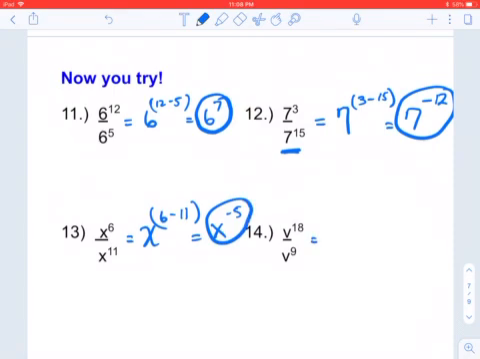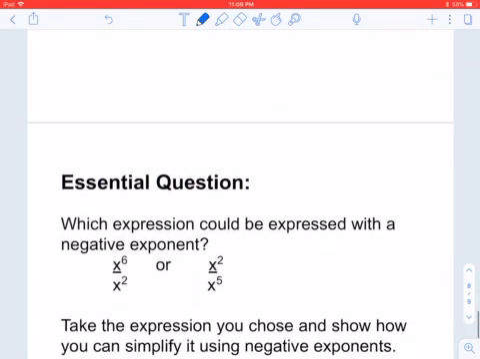And then the last one, where do we have more powers of v, in the top or the bottom? Well, we've got more in the top, so this one's not going to come out to a negative exponent anyway. But we're going to be able to see that when we do the exponent. So v to the 18 minus 9 power just gives us v to the 9th. So of course it's not going to come out negative. 18 minus 9, when we do that in order, it just comes out positive. Okay, so that's what we're working on.